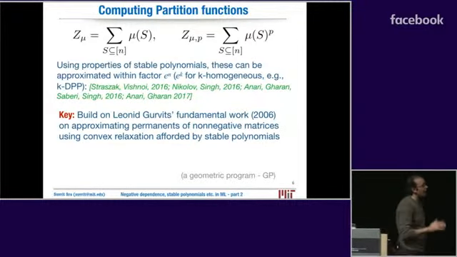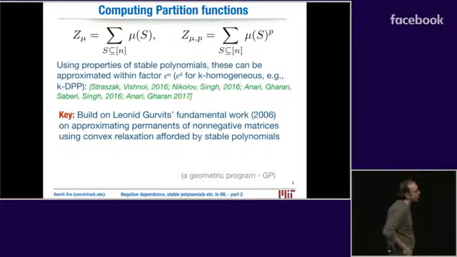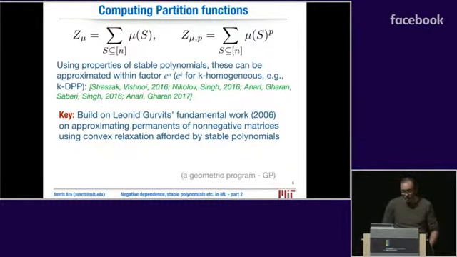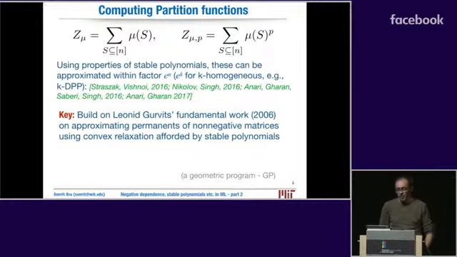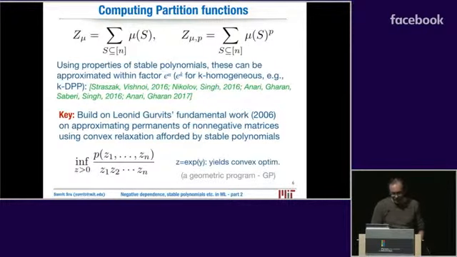But the key behind this is actually a brilliant piece of work done by Leonid Gurvits in 2006. He brought the stable polynomials more into the mainstream, because he came up with a new proof of an 80-year-old conjecture by applying the machinery of stable polynomials in a very creative manner. And his motivation was to approximate partition functions, essentially. That's what was happening. I'll show you that precisely.